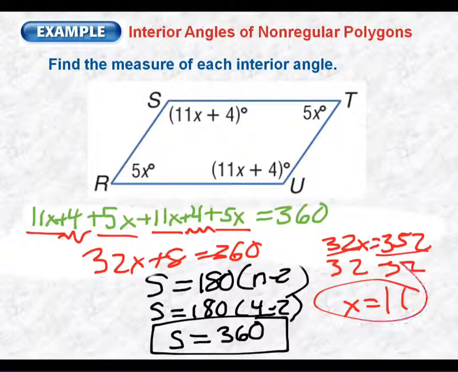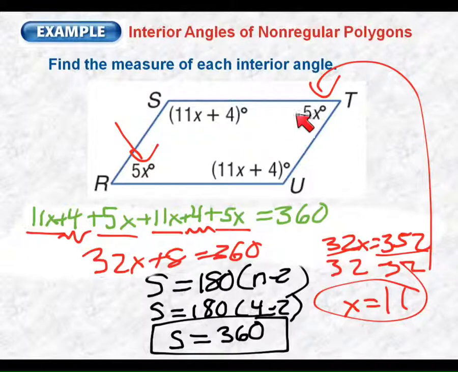I get 11, right? So x is 11. The problem tells me to find the measure of each of the interior angles, so I just take that x, go back to each of those interior angles, and plug in x. So I know these two angles are going to be 55 degrees. Okay. I plug in x there.